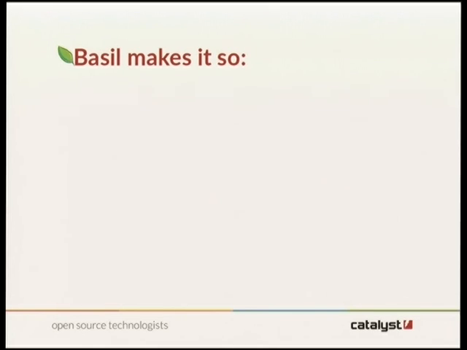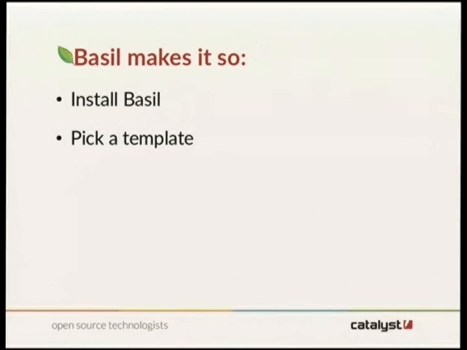So we want this to also be best practice as well. The tool we've developed called Basil, we feel it really meets this challenge quite nicely. When you're working with Basil, your workflow is basically get Basil installed, get it running, then you pick a template. So for example, if I want a Django web application, I just pick a Django template, or I could also pick a Flask template or Pyramid template.